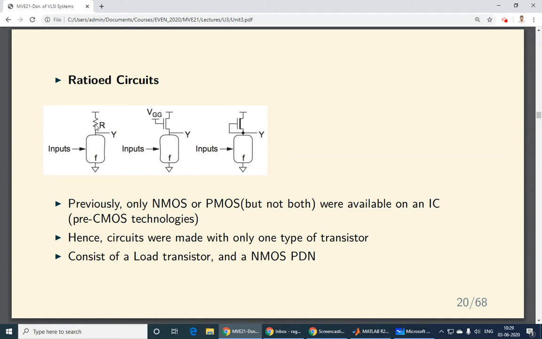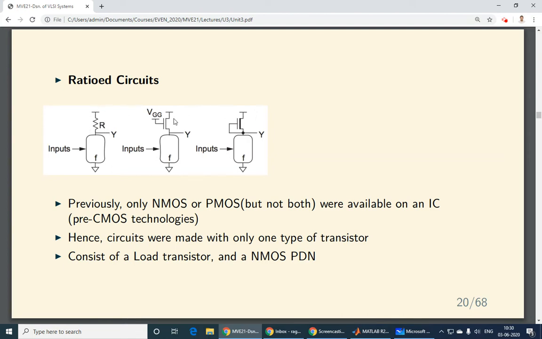The disadvantage, obviously, is that the resistor can be quite large to fabricate, because we need the output to go as low as 0 when this network is conducting. If you look at the voltage divider across these two regions, we have to make sure the output is as close to 0 as possible, which means most of the voltage falls across this resistor and its value has to be quite large, because of which the area can be quite large also.